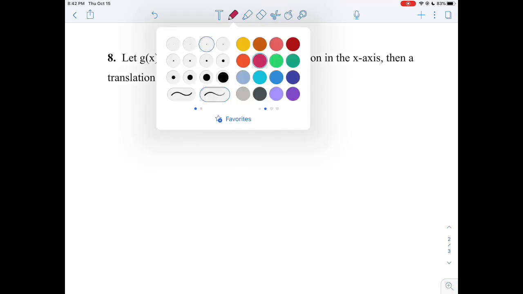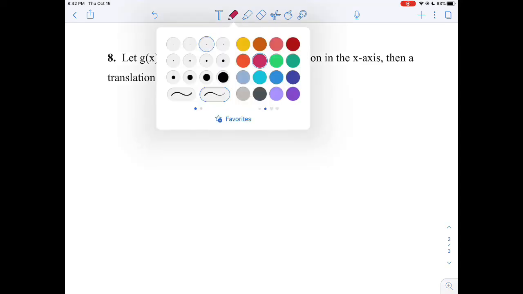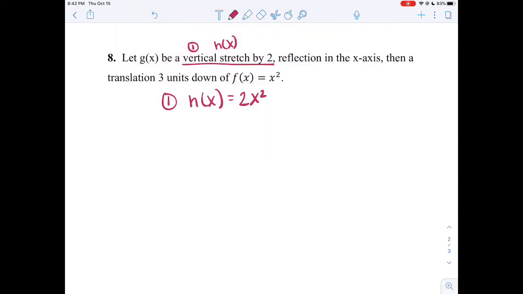Let's take a look at our next thing that we're going to do, and that is a reflection in the x-axis. So reflecting in the x-axis is going to be a negative sign out in front as well, and so that's still in that a position. I'm going to call this my second transformation and call it j of x. Again, just using something besides f of x and g of x for this. So my j of x, I'm going to start with h of x, but stick a negative sign on the front of it. So negative 2x squared.